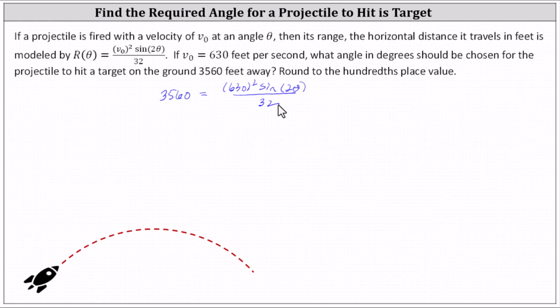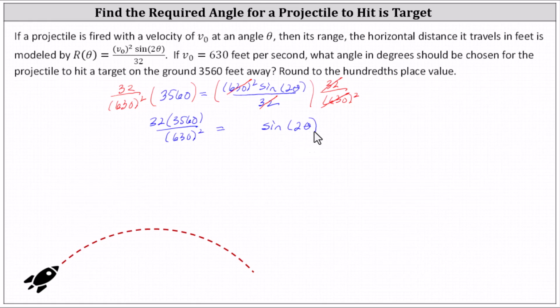We'll first solve the equation for sine 2 theta by multiplying both sides of the equation by the reciprocal of 630 squared divided by 32, which is 32 divided by 630 squared. Simplifying on the right, 32 divided by 32 simplifies to 1, and so does 630 squared divided by itself. We now have 32 times 3,560, all divided by 630 squared, equals sine 2 theta.